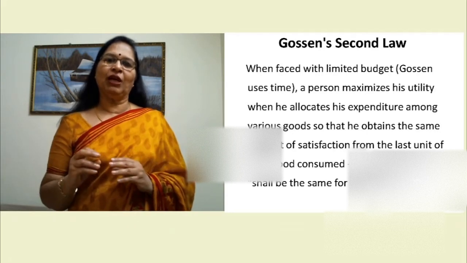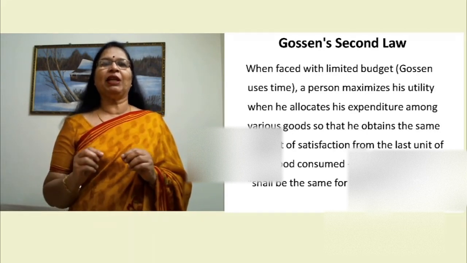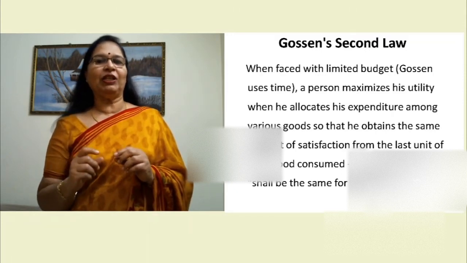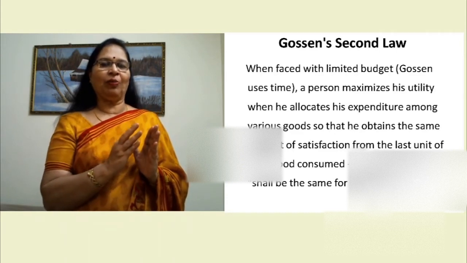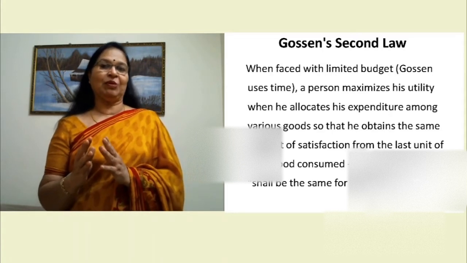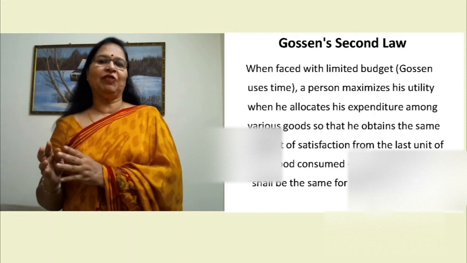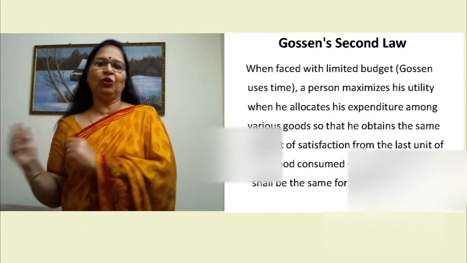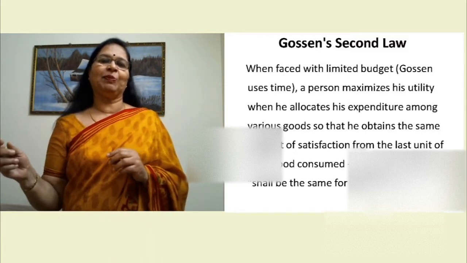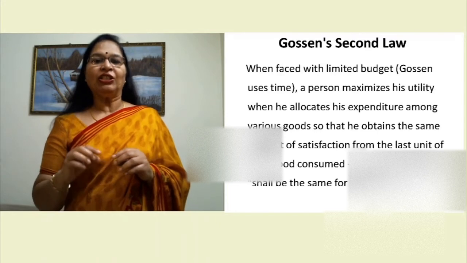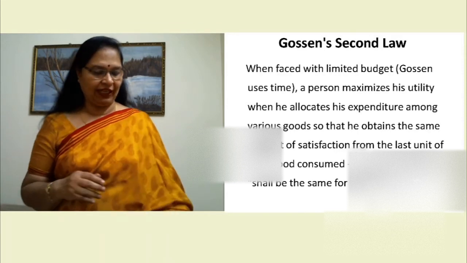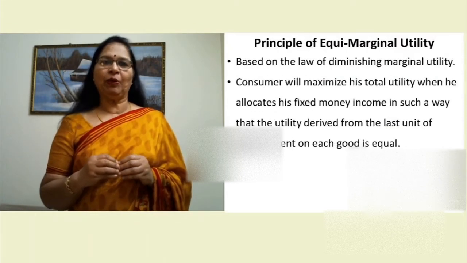So what does this consumer have to do? The consumer will have to spend his money income in such a way that the last marginal utility that he gets from consumption of commodity A is equal to the marginal utility that he will get from the consumption of commodity B, to the marginal utility from commodity C, and so forth. And the utility from all these different heads of expenditure must be equal, or the same for all. Now let us see how we have to proceed with this idea. Right? The principle of equi-marginal utility.